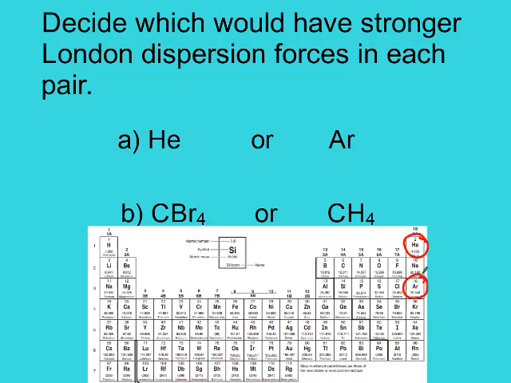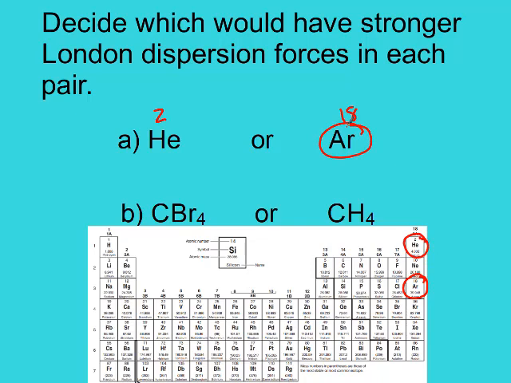Restart when you finish A. We're not looking at valence electrons, we're looking at total electrons. So helium has 2 electrons, and argon has 18, the same as its atomic number. So argon has stronger London forces.